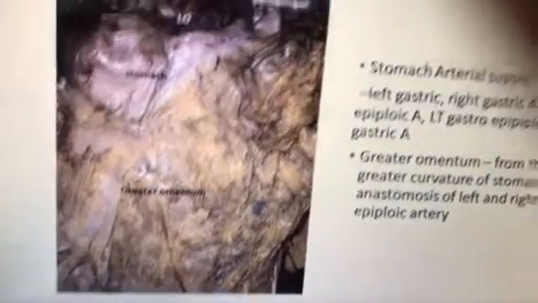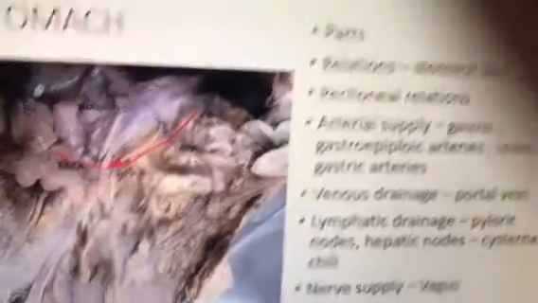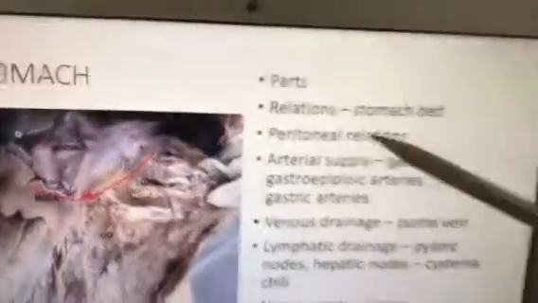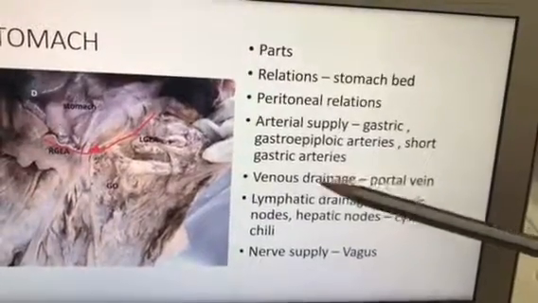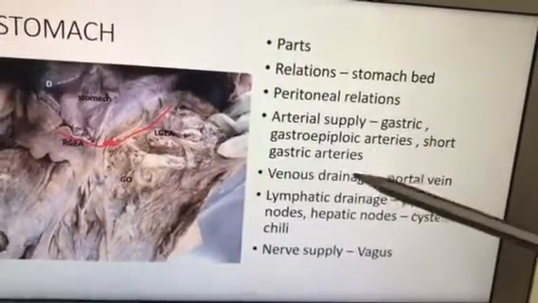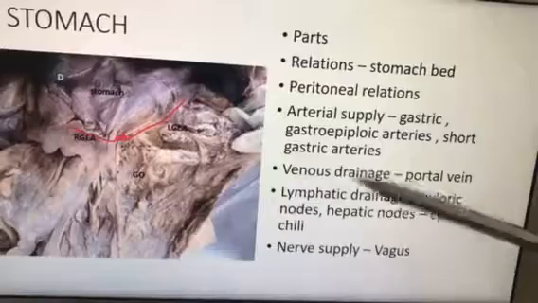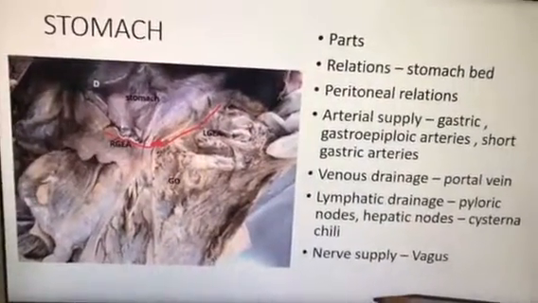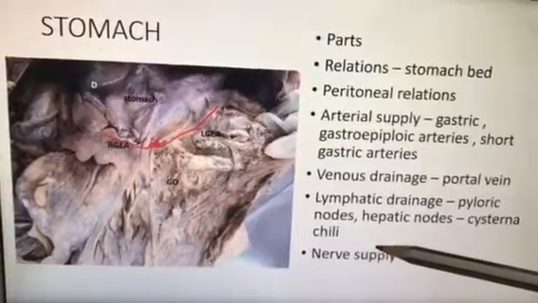For the essay, the mark distribution will be like this: parts, relations and peritoneal relations, and then arterial supply and venous drainage, which together are the blood supply. Blood supply includes arterial supply and venous drainage, and then lymphatic drainage, nerve supply, and the most important, clinical application. Like this only, the mark distribution.